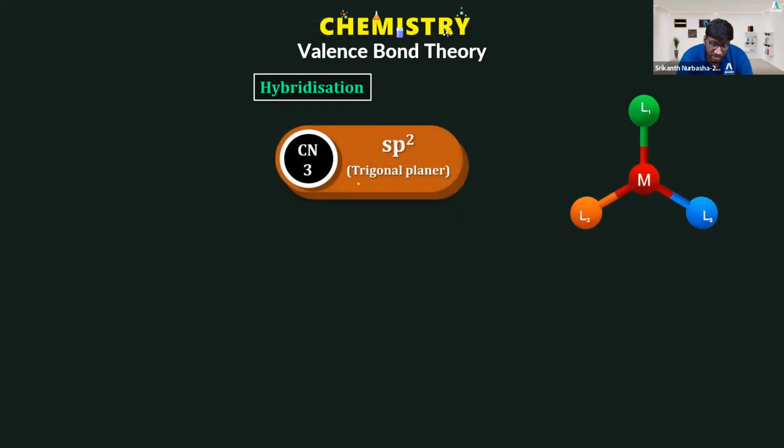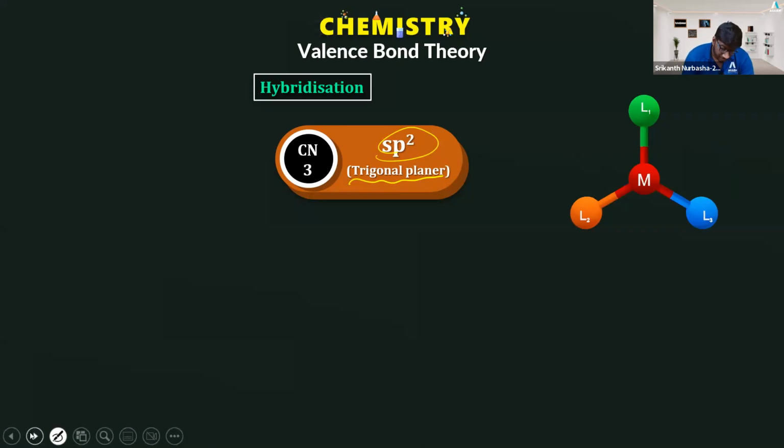sp2 means what? sp2 means trigonal planar. And how many ligands are there? 3 ligands, L1, L2, L3. So the coordination number should be 3. sp2 hybridization means trigonal planar. Trigonal planar is a possible shape.